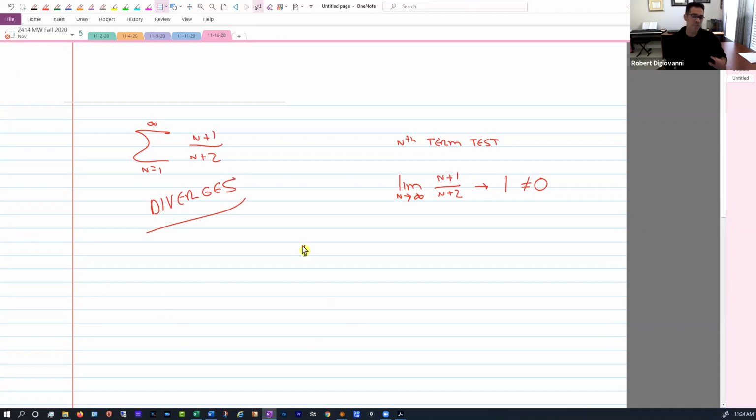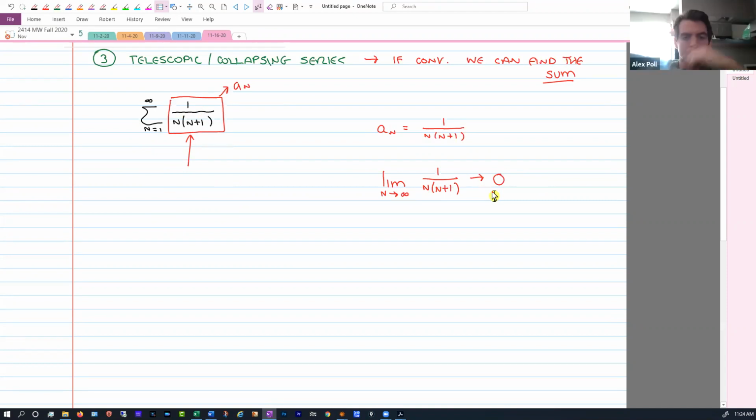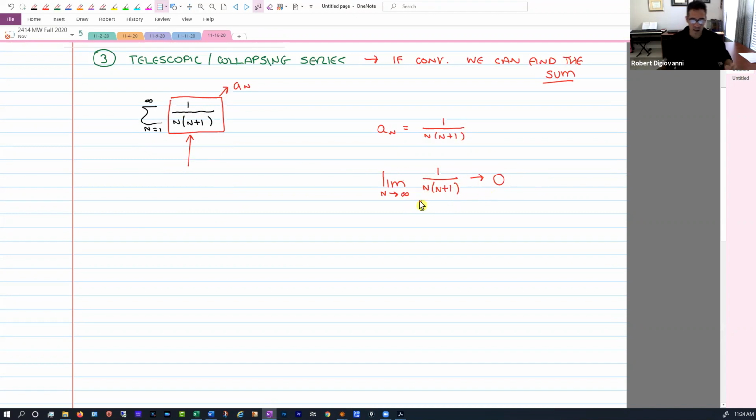That's nice. The nth term test is nice, but it only tests for divergence. Students will make this mistake. They will say, look, I take the limit, I get 0, and so 0 means convergence. No, that's not what it means at all, okay? 0 means this test fails. Is that clear, everyone? This right here, nth term test.